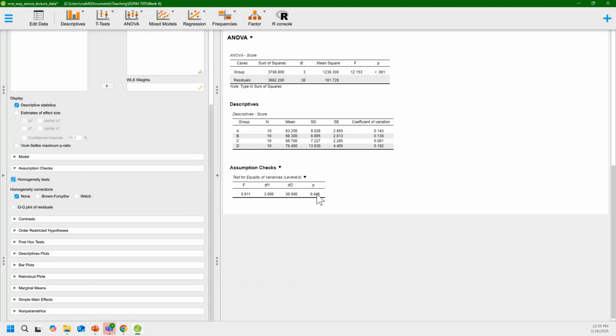If this were less than 0.05, I would uncheck this and I would check Welch. That's our alternative when we have unequal variances. All right, so that's that checked out.